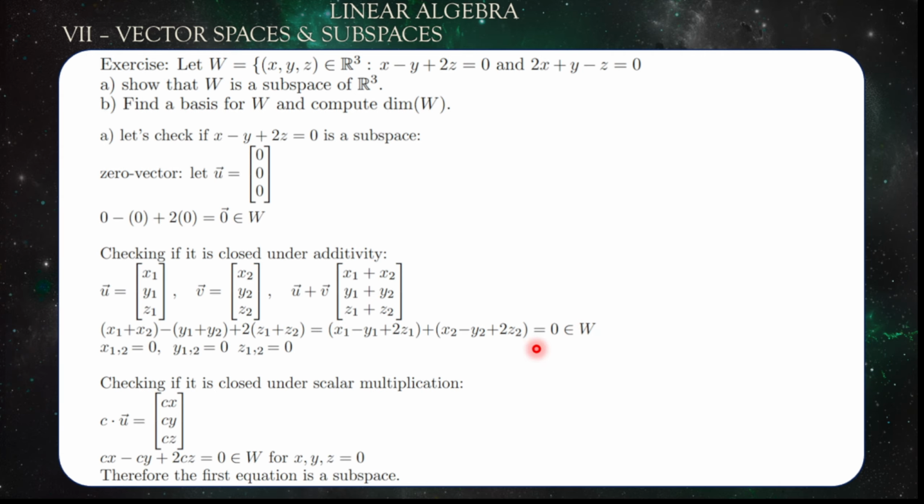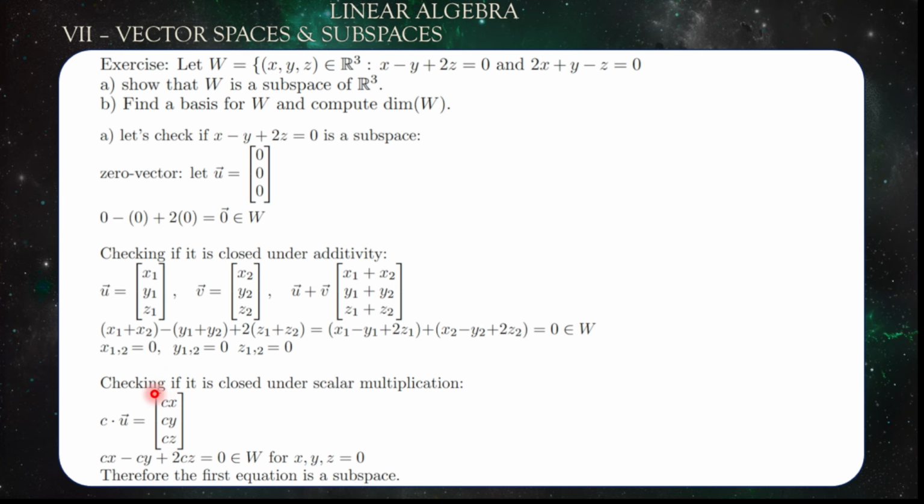Okay, so why? Because the first one is equal to 0, which is the first u. u is 0, 0, 0, and v is also 0, 0, 0. So the sum of them is equal to 0. Which gives you x1 and x2 are 0, y1 and y2 are 0, z1 and z2 are 0. So this entire sum is equal to 0. Hence, it is additive, like it is closed under additivity within W. So this is the second condition that has been met.